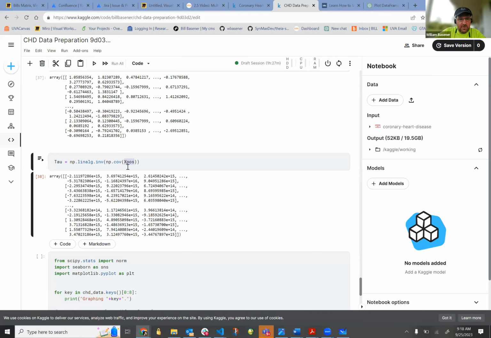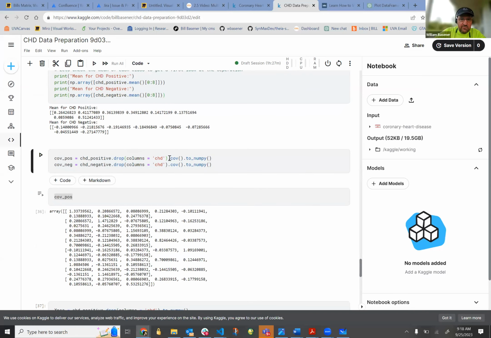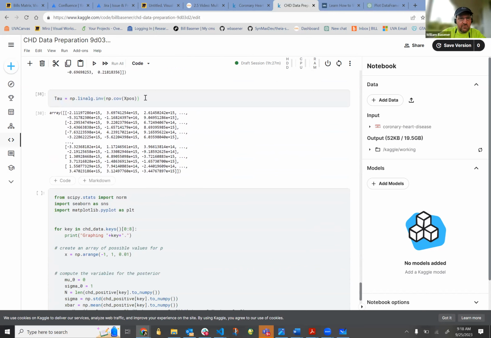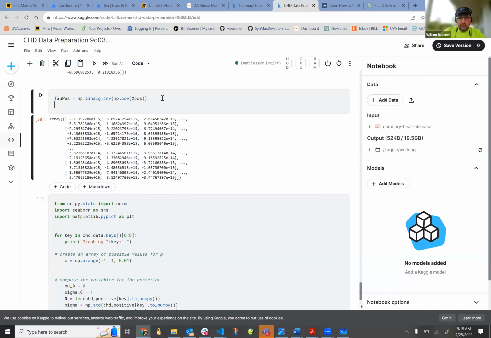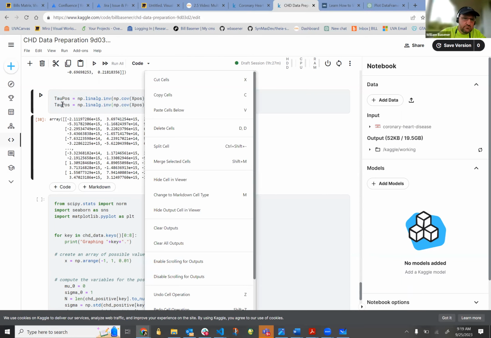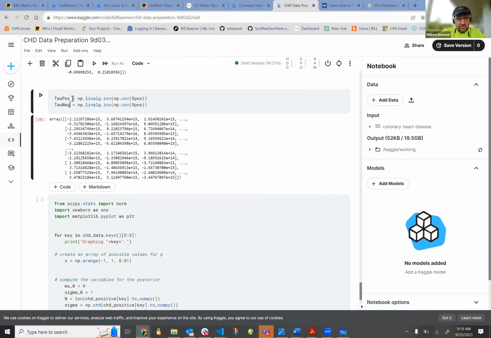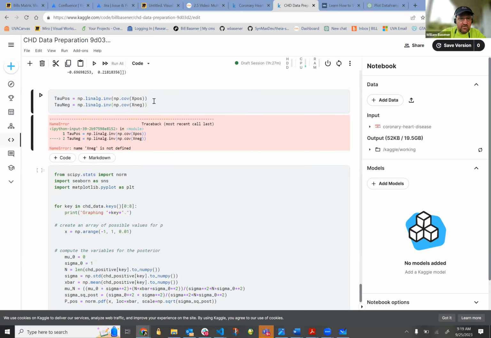This is just an alternate way of computing the covariance matrix. You could get the x positive data and use NumPy to compute the covariance of it. Or you could use the dot covariance that's built into pandas, where you take a data frame with numerical values, compute the covariance, and then convert it to NumPy. So really just two different ways to compute the covariance matrix. So this should be tau positive, and let's do a tau negative, and X negative.